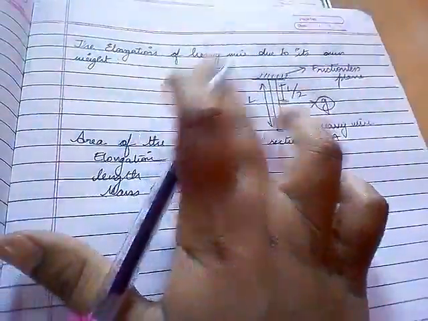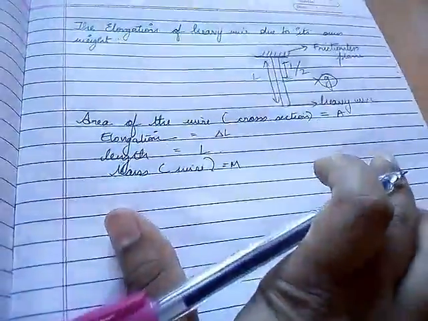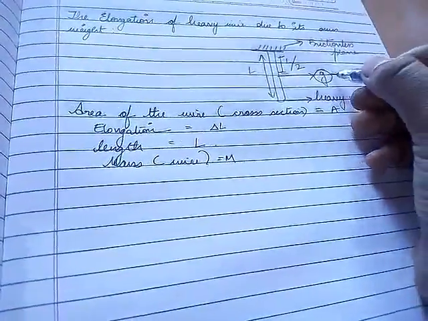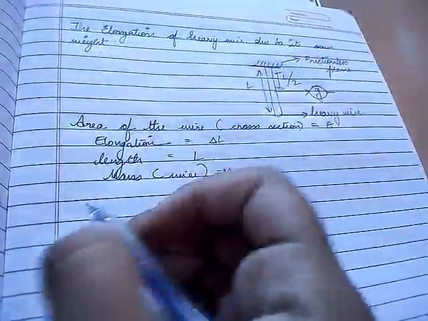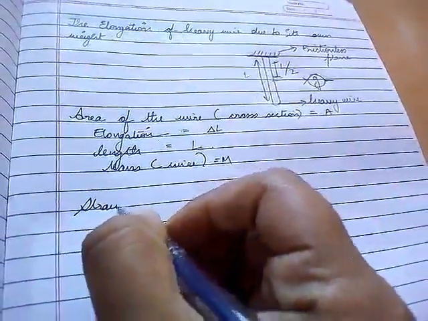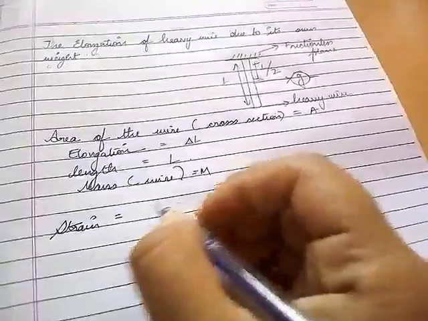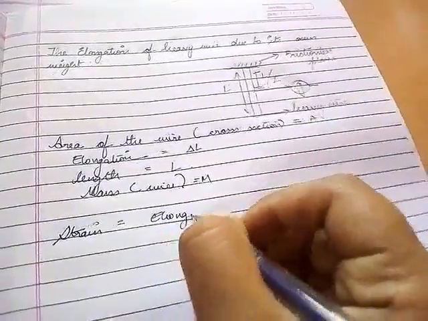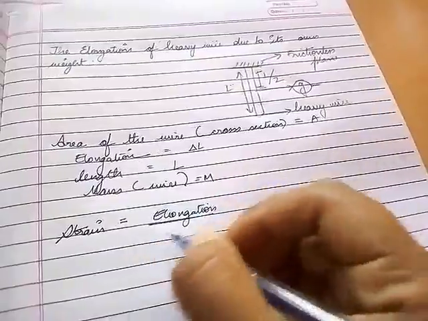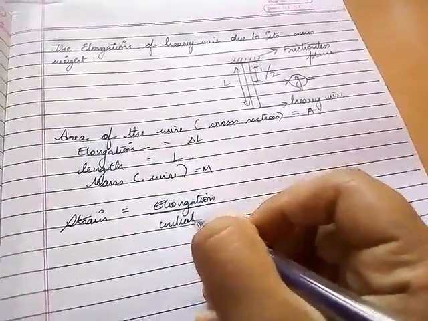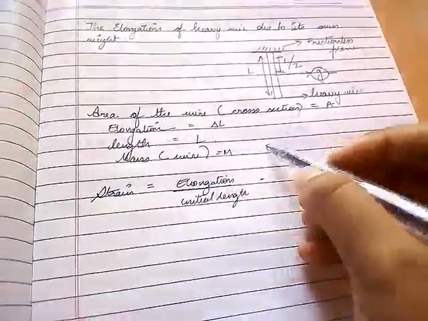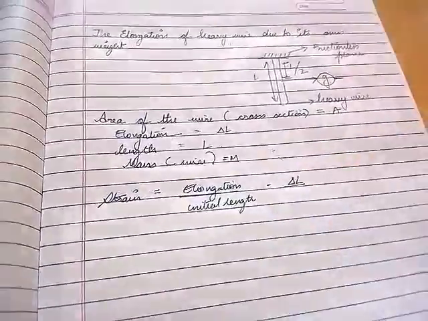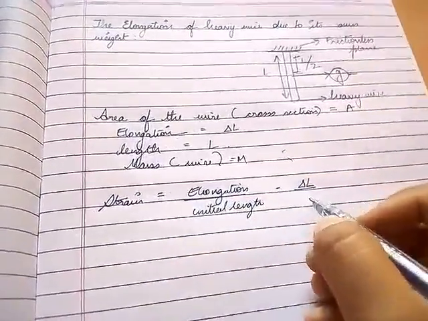These are the basic things we require for measuring the elongation of heavy wire. There will be some derivations, but first we have to talk about what I just briefly mentioned here. Let's just define strain for a second. What is strain? Strain is the elongation upon the initial length. As we said, elongation was delta L. So we put delta L here. But we do not put L here.